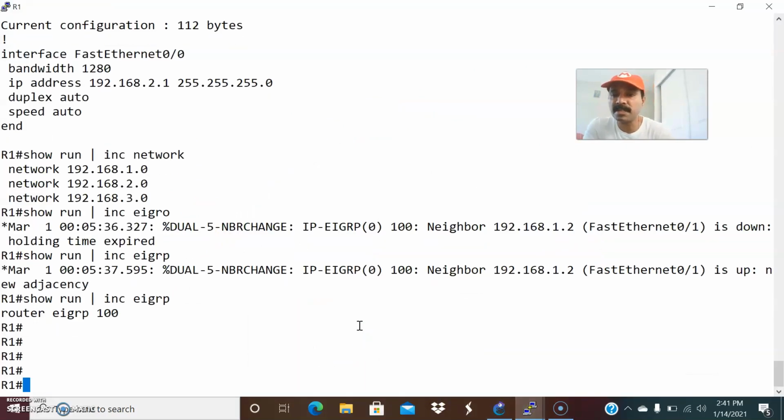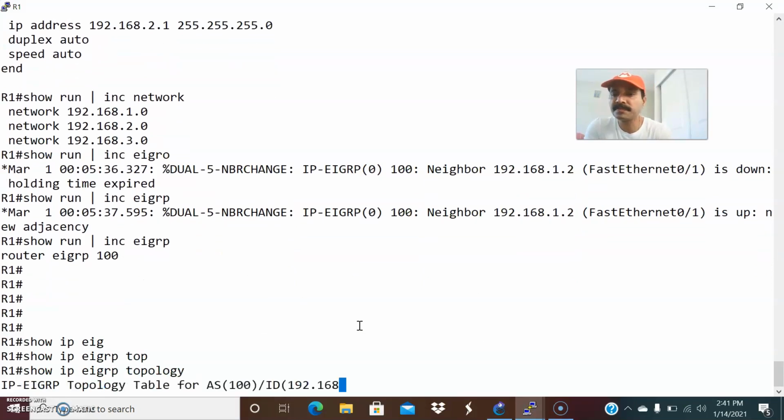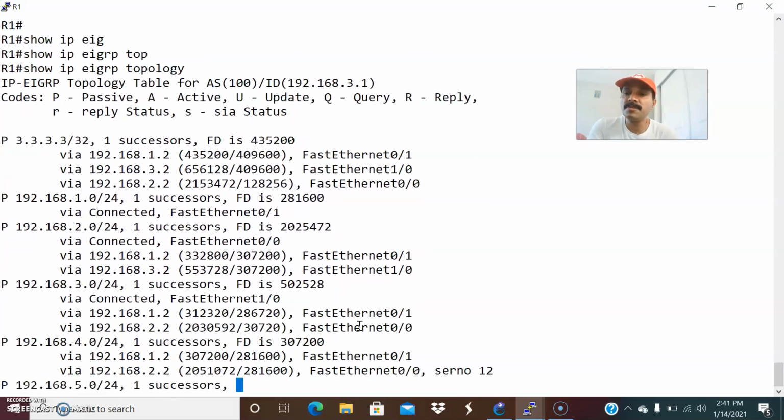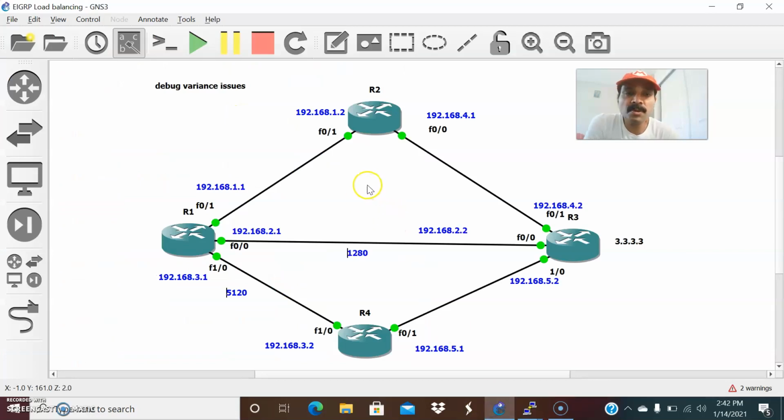Let us go to the topology table: show ip eigrp topology. The topology table always shows a successor and the feasible successor. Here it is showing one successor and the FD. So what is an FD and AD? Before going to troubleshooting, let us understand what an AD and FD are. AD is the advertised distance. If this is a prefix, the neighbor advertises a specific distance, which we call the advertised distance.